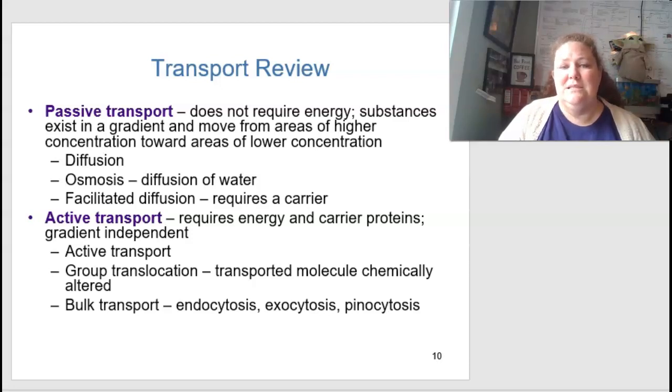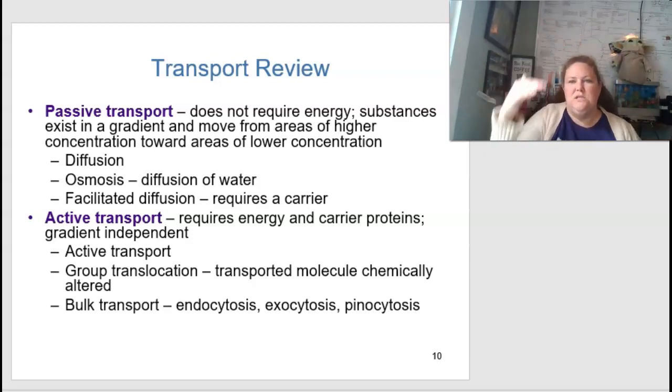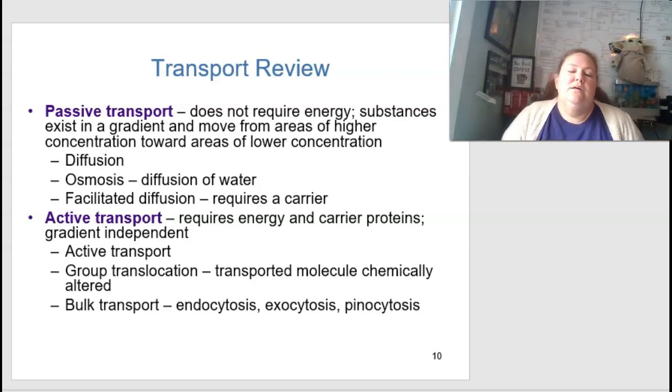These are substances that exist in a gradient and move from areas of higher concentration towards areas of lower. Think of a watermelon; it's going from high to low. Examples of this would be diffusion, osmosis, which is the diffusion of water, and facilitated diffusion. Now, with facilitated diffusion, you need a facilitator or a helper. So this is going to require a carrier, but it's still passive.